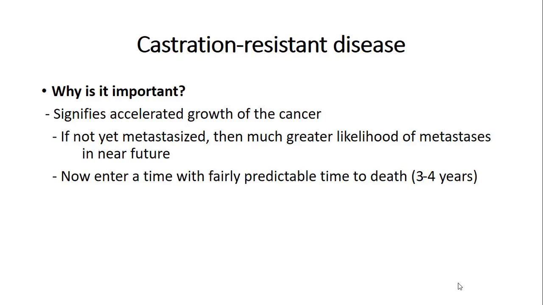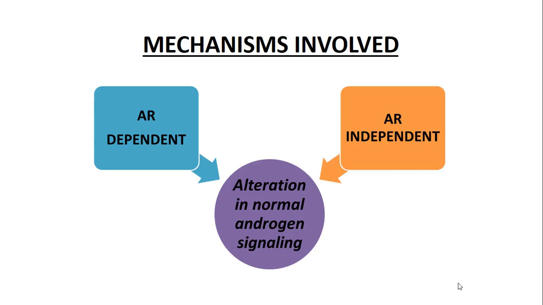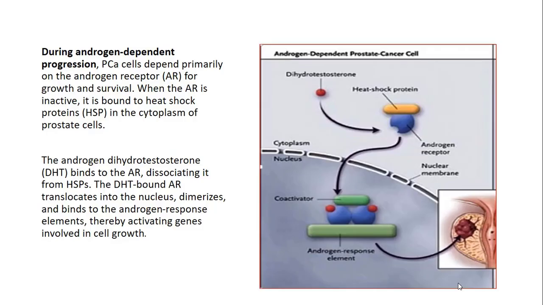So why is it important? It signifies accelerated growth of the cancer. If not yet metastasized, then there is a much greater likelihood of metastasis in the near future. Now we enter a time with a very predictable time to death, once we label it as metastatic castration-resistant prostate cancer. Two types of mechanism are involved: androgen dependent and androgen independent.